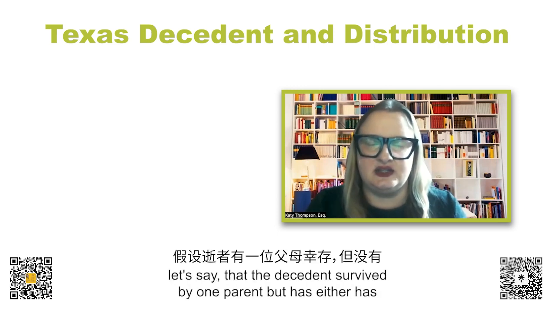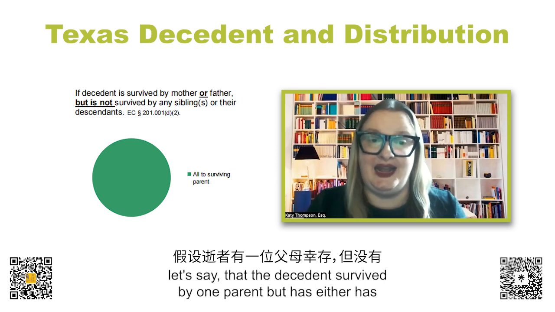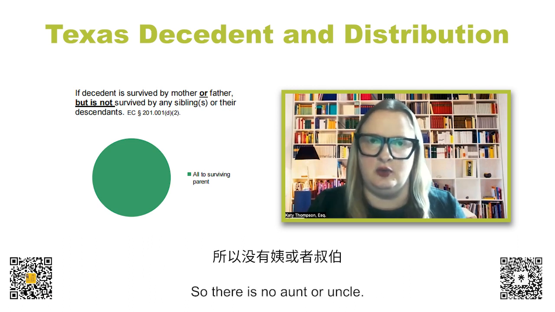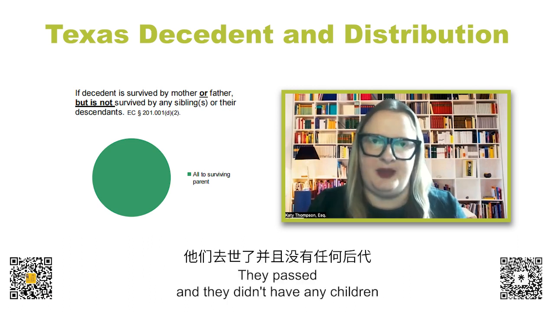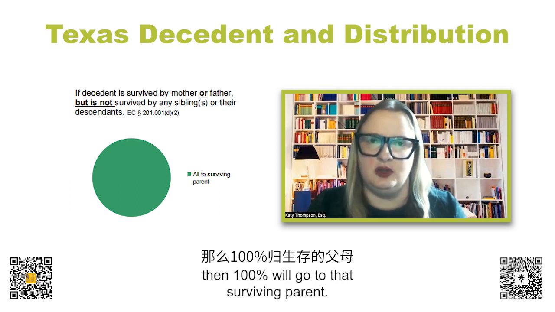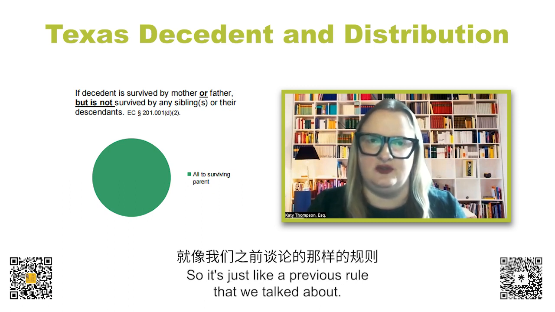Let's say the decedent is survived by one parent, but either has no siblings or their siblings have passed and the siblings had no descendants. So you had an aunt or uncle, they passed, and they didn't have any children. Then 100% will go to that surviving parent. So it's just like the previous rule that we talked about.